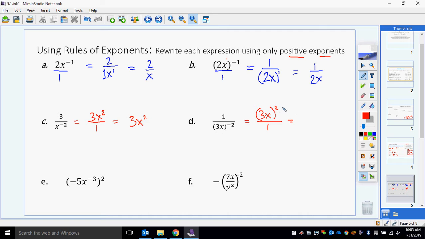Remember, this is a product to a power from part 1. It's like 3x times 3x, right? So I'm squaring the 3 and I'm squaring the x, which means that my final answer would be 9x squared. Okay, so (3x) squared is equal to 9x squared.